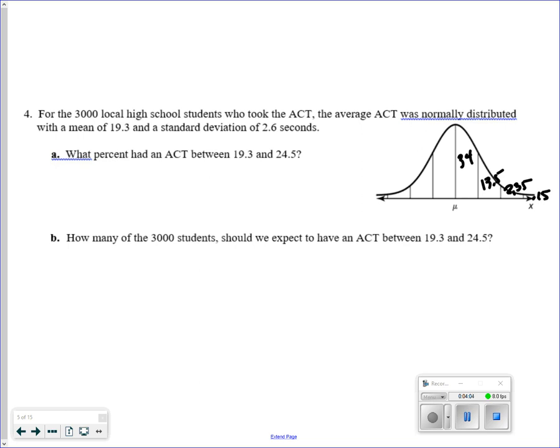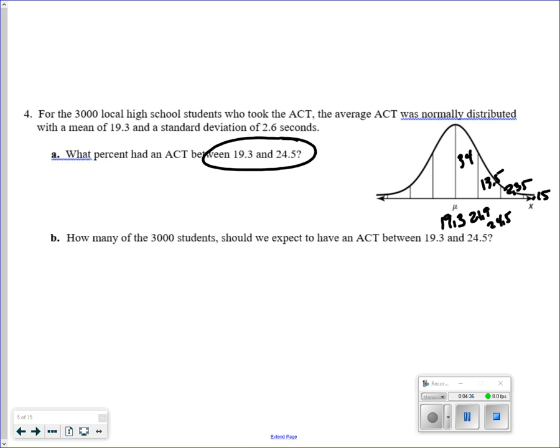So now it says 3,000 local high school students who took the ACT. The average ACT is normally distributed, and the mean score was a 19.3, and the standard deviation was 2.6. So now 19.3 was the average, so adding 2.6 each time, 21.9, adding another 2.6 would be 24.5. So now they want to know what percent falls between those two numbers.